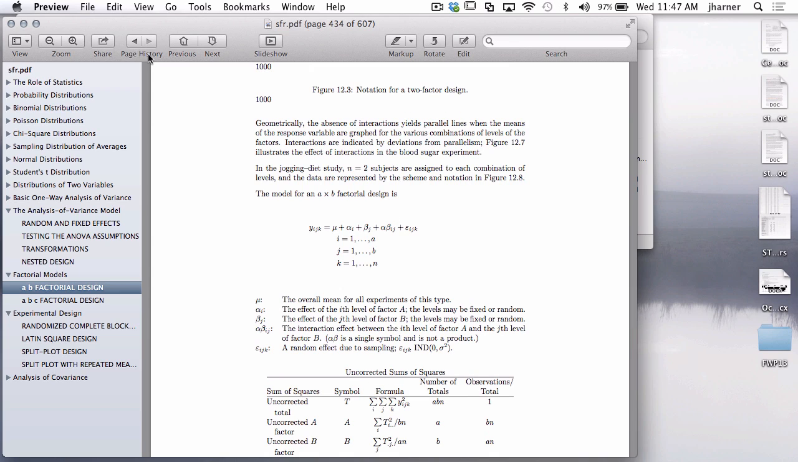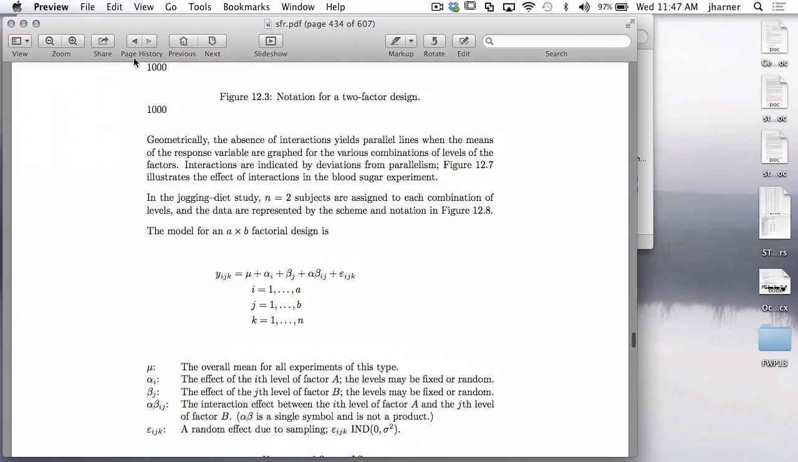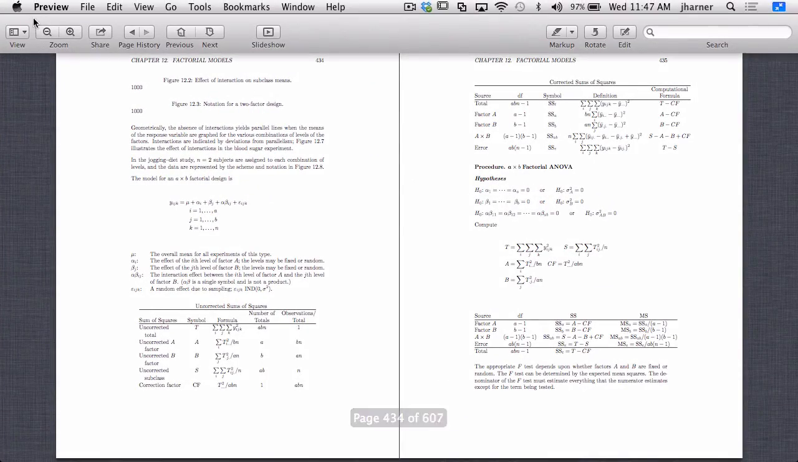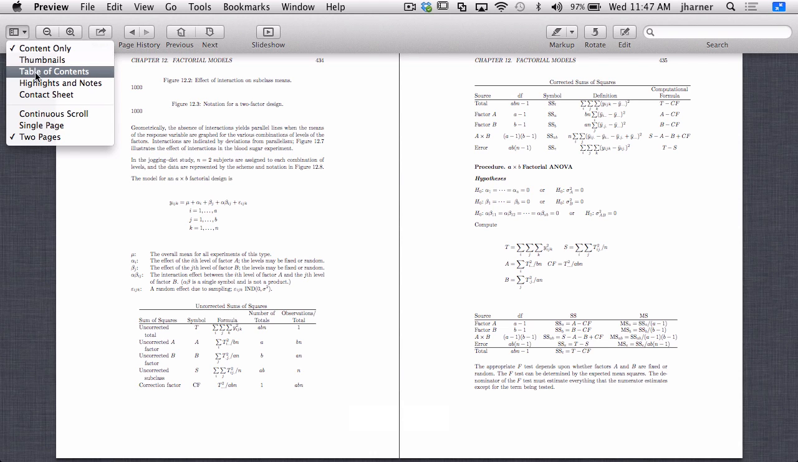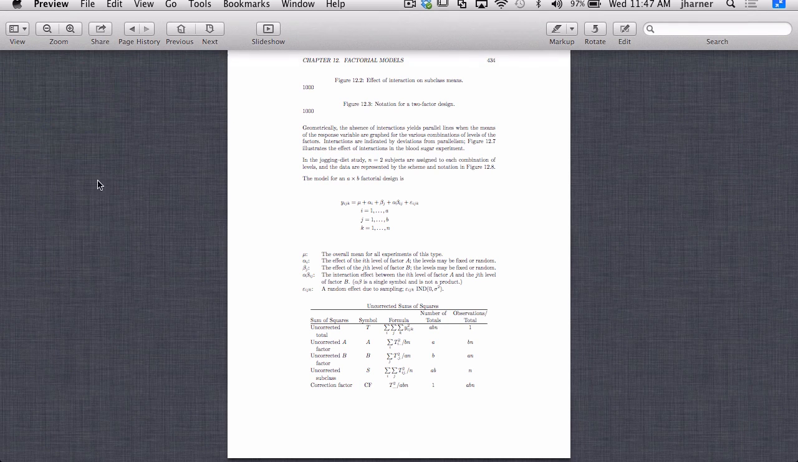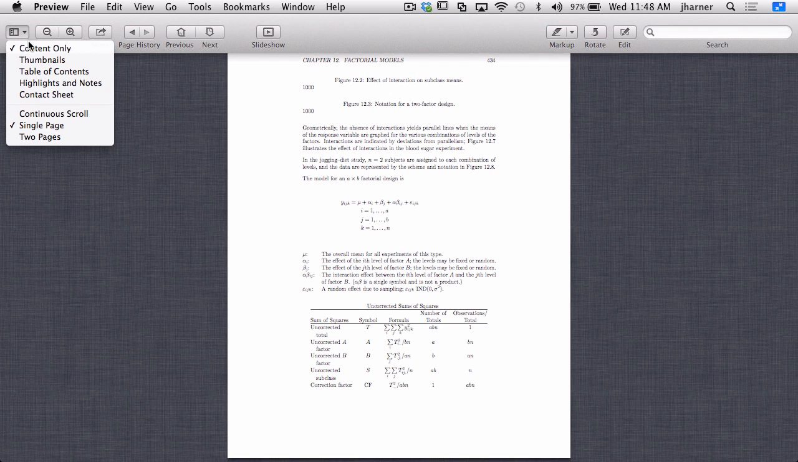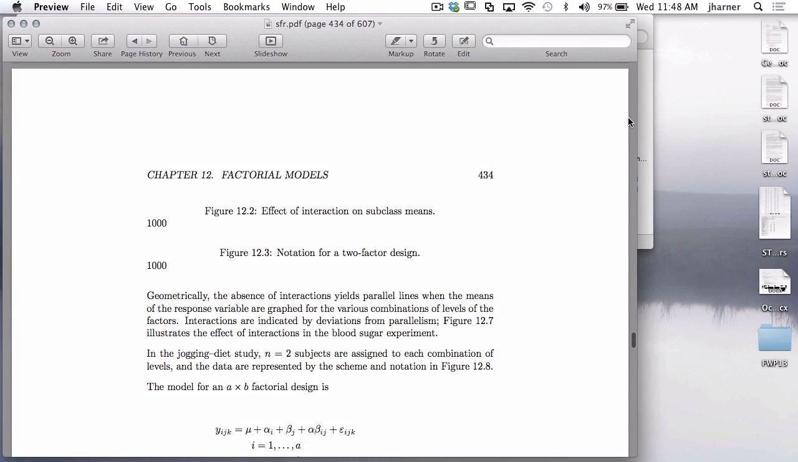I guess I can blow this up a little bit more. Actually, I can get rid of the table of contents. Whoops. I can actually blow it up to full screen, and maybe you can see it better if I go to single page. That's not what I wanted to do. Maybe it's just better if I don't do this, and then I can make it bigger.